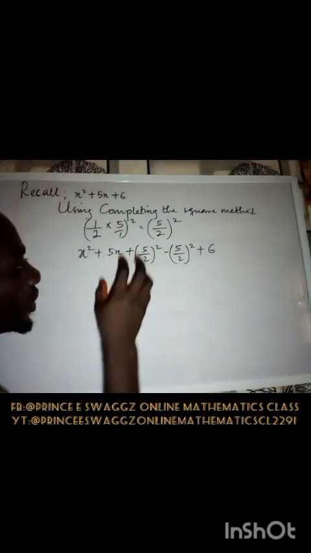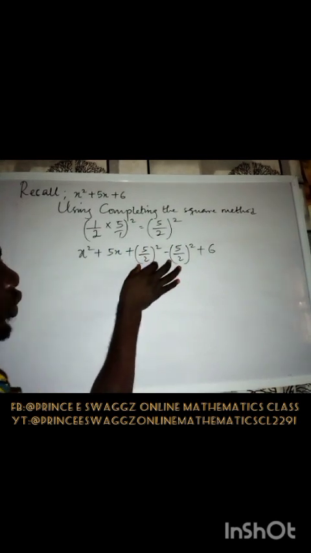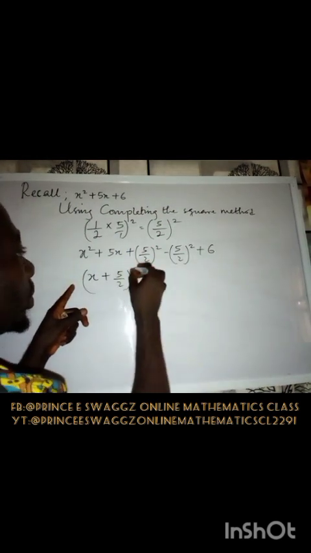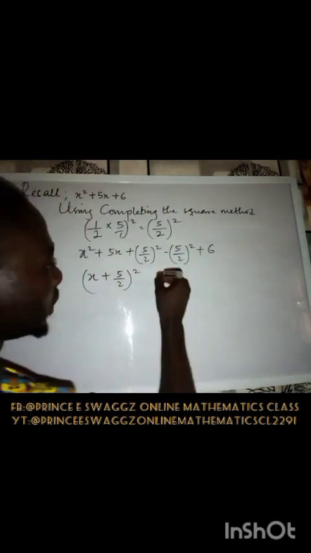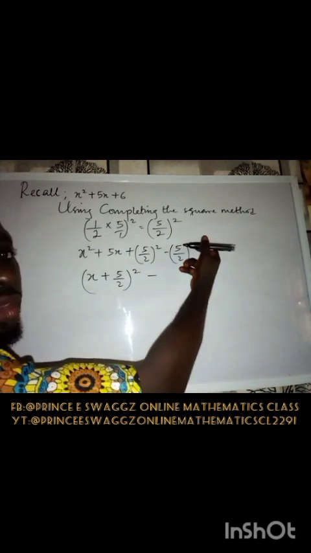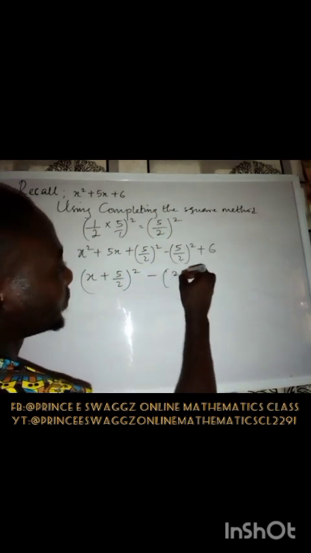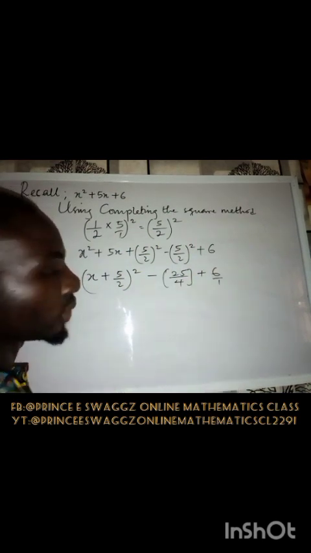Now if you check from here, if I cancel this, I'm still having my original expression back. So I'm not going to cancel it, but what I want to do is pair this one that is already a square with this one, and that will give me x plus 5 over 2 all squared. So these are replaced with this. Then I have minus this 5 squared. I will have to expand and simplify it. That is 5 squared is 25. Then 2 squared is 4, plus 6 over 1.